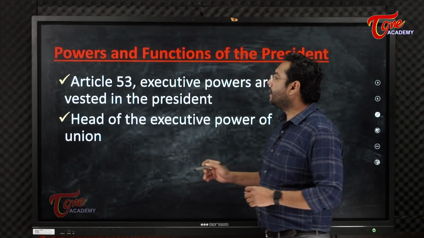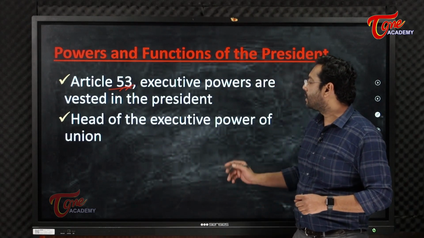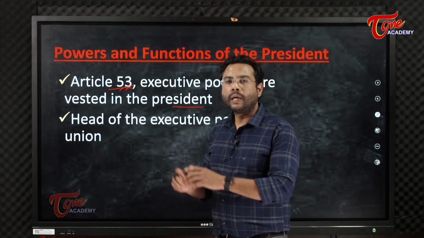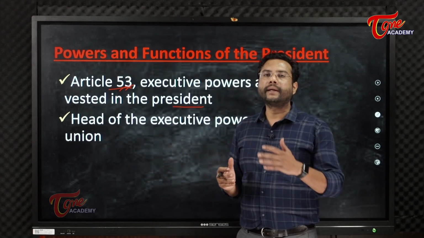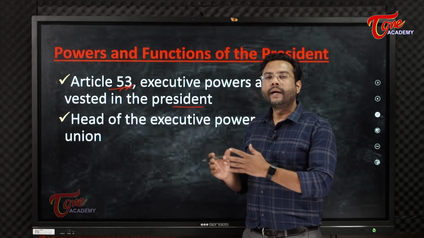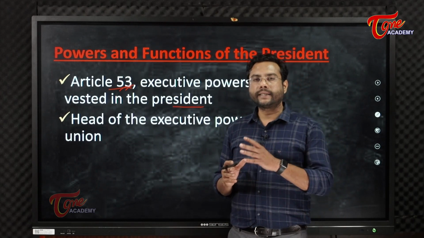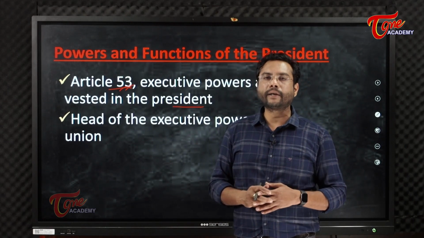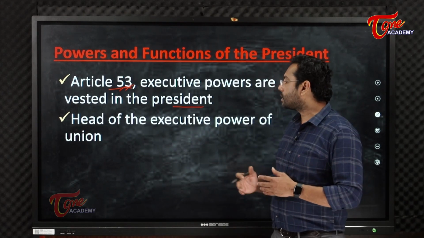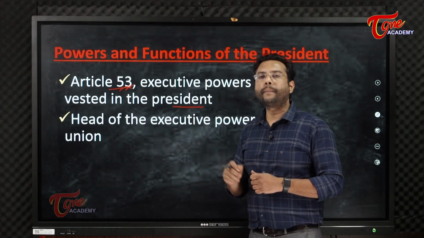That is one thing we need to understand. Now, we have Article 53, very important: executive powers are vested in the president. So who is the head of the executive? That is the president. The president is a nominal head, the head of the nation, head of the state. As we know, the Council of Ministers is headed by the Prime Minister, who is the head of the government. But all the decisions of the government should be passed by the president. The president has to sign on those bills to become an act.